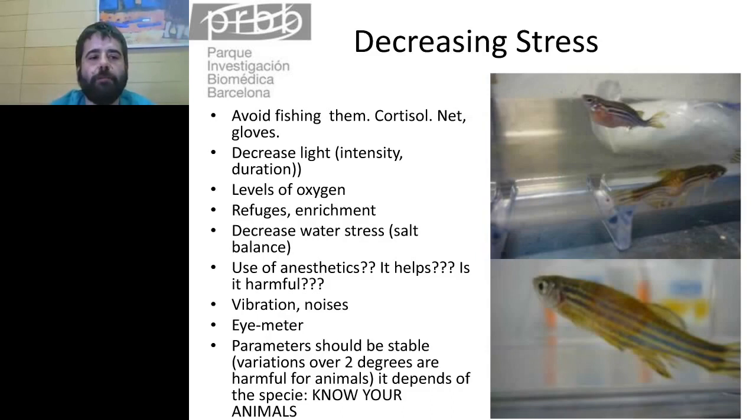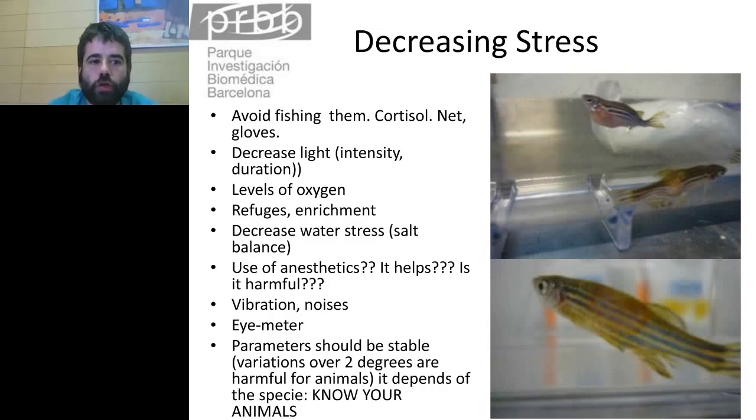Also, if we have to make different kinds of procedures, we can use anesthetics. But right now, we don't know if they are really fine or if they can cause different kinds of aggressions for the fish. So we have to take notice of this and also use the anesthetic only when we need. Avoid also the vibrations and noise. And another thing we should use is the eye meter.